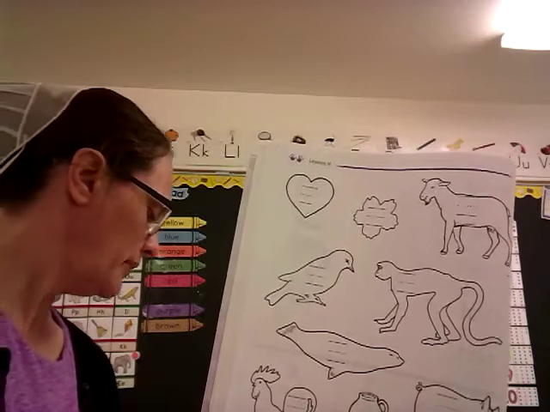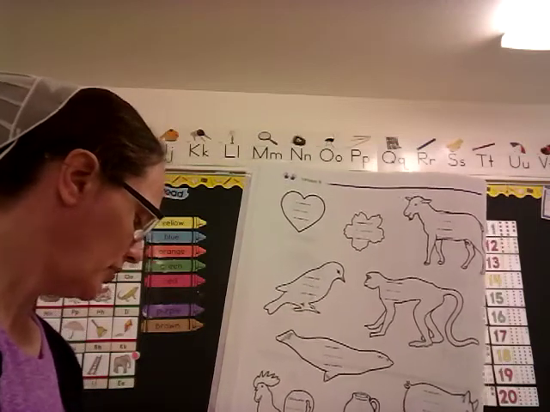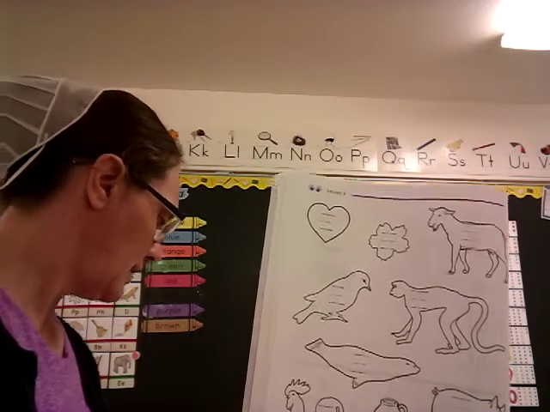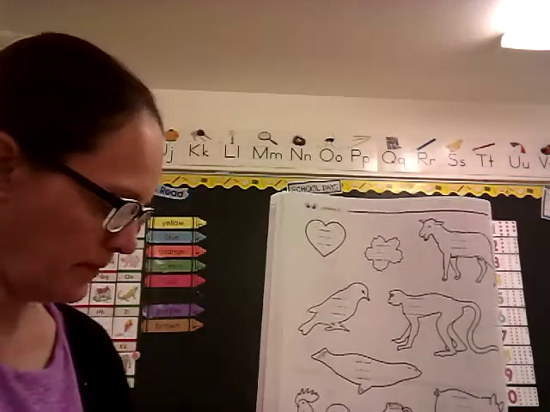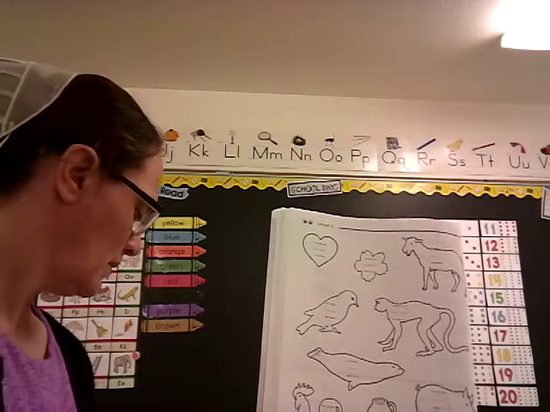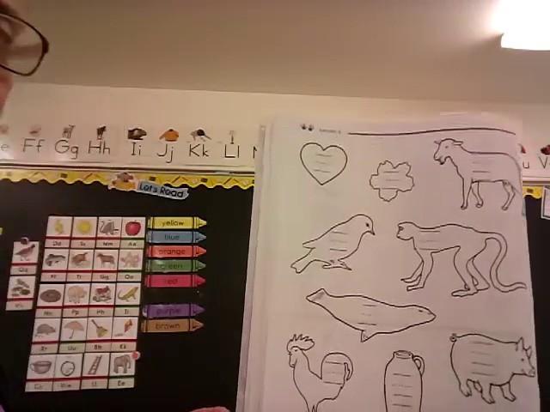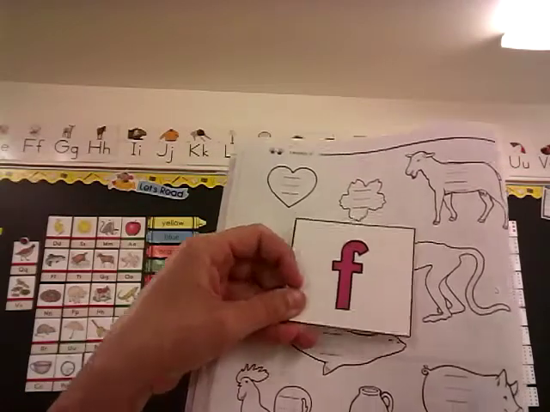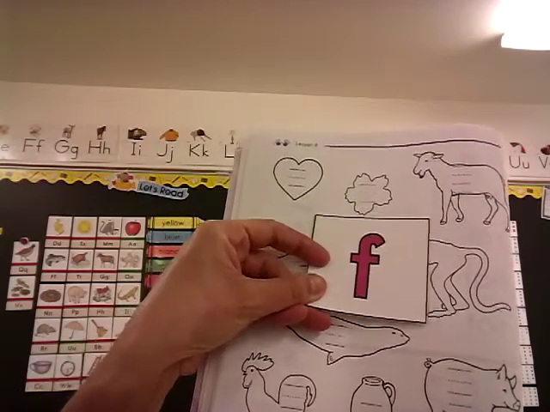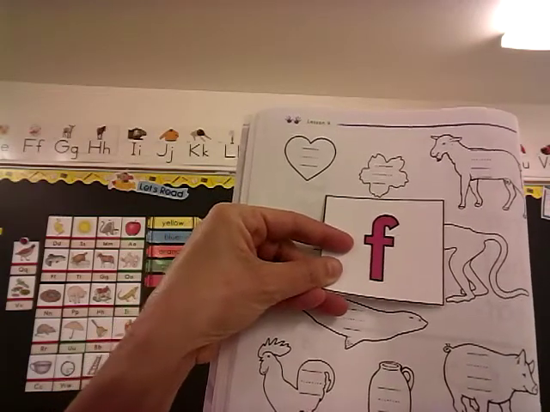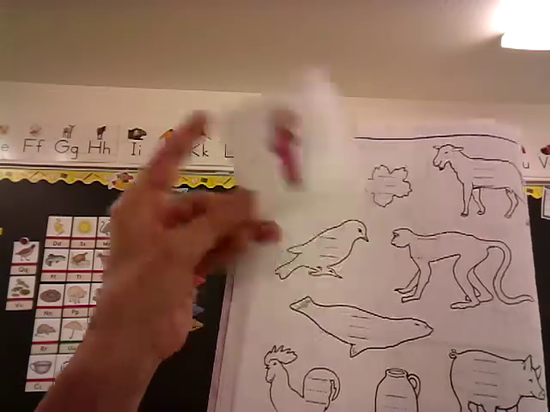We're going to do a couple of these together, then I'm going to let you do some on your own. We're listening for the beginning sounds of flower. Did you put an F on that one? The flower gets an F. F says like flower.